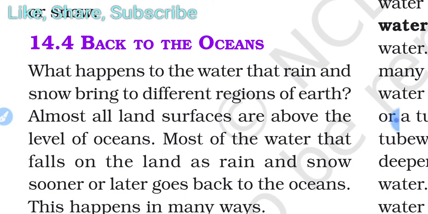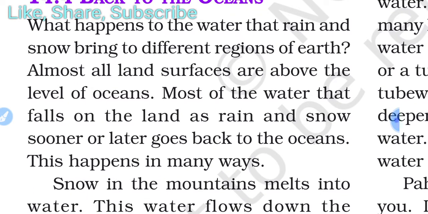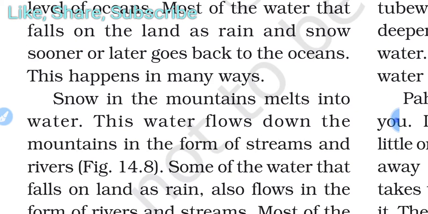What happens to the water that rain and snow bring to different regions of Earth? Almost all land surfaces are above the level of oceans. Most of the water that falls on the land as rain and snow sooner or later goes back to the oceans. This happens in many ways. Sooner means very quickly, or later means after some time, it goes back to the oceans. So how does this process take place?